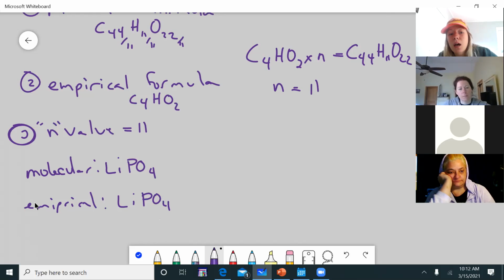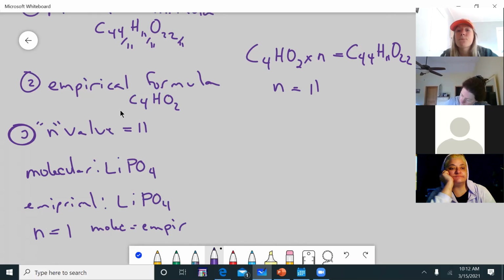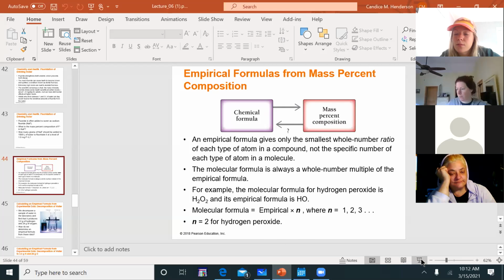And then what would my N value be for this one? It would just be 1, right? An N value of 1 states that molecular is equal to empirical. So it's important to be able to differentiate between molecular and empirical because we will be doing some calculations with that. Let's go back over here to the slides.